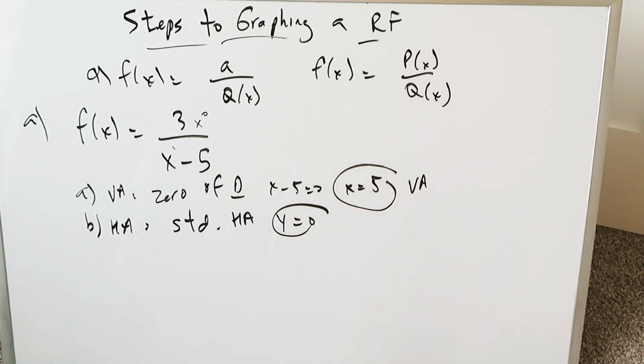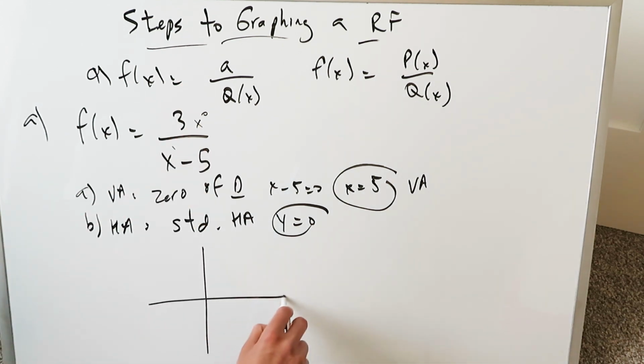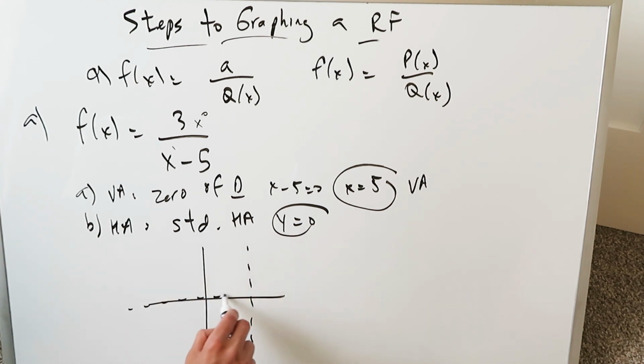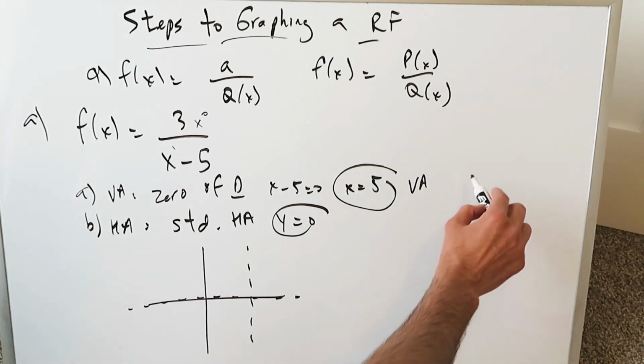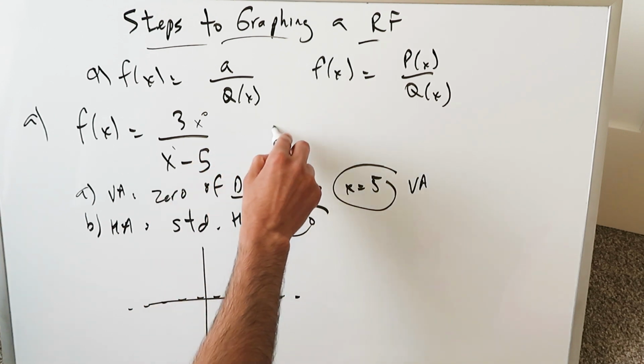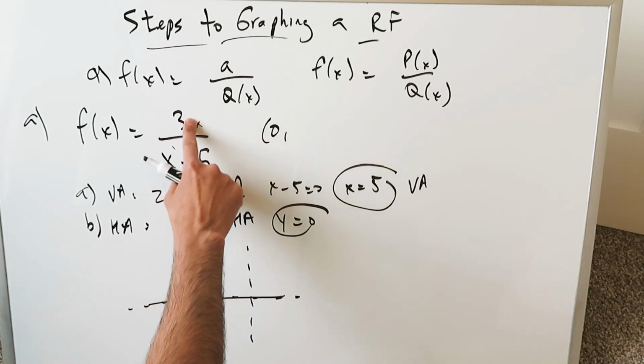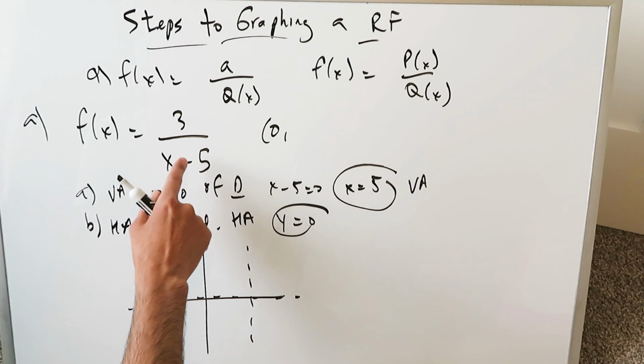You've already determined two of the most important things you need to graph this rational function. You have a vertical asymptote, x is equal to 5. You have a horizontal asymptote, y equals 0, which is your x-axis. You have a rough representation here. Now you have to determine your curve. And the best way to do your curve determination is this. You plug in a value of 0 in place of x and see what happens in terms of y.